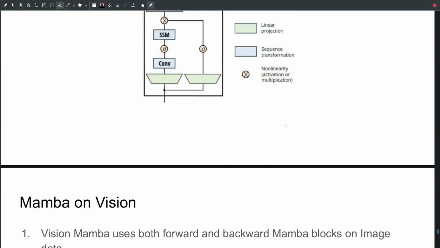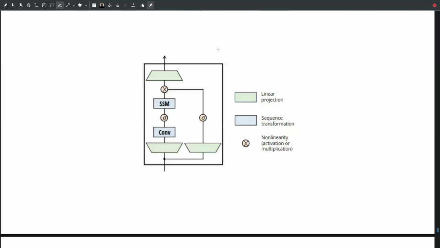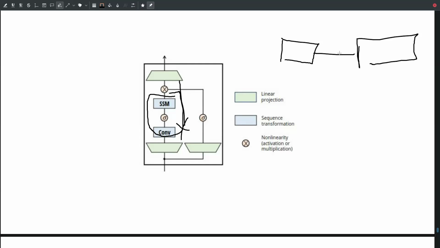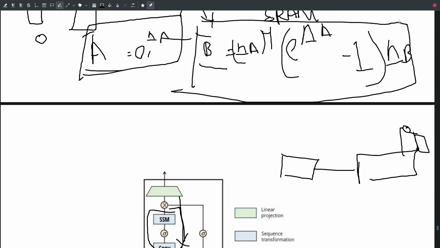So, this thing is the only state space thing. But can we increase it into some kind of forward and backward, like in LSTM? In LSTM, we have something called bidirectional LSTM. Bidirectional LSTM goes forwards and backwards, concatenates it and puts it into a single entity.